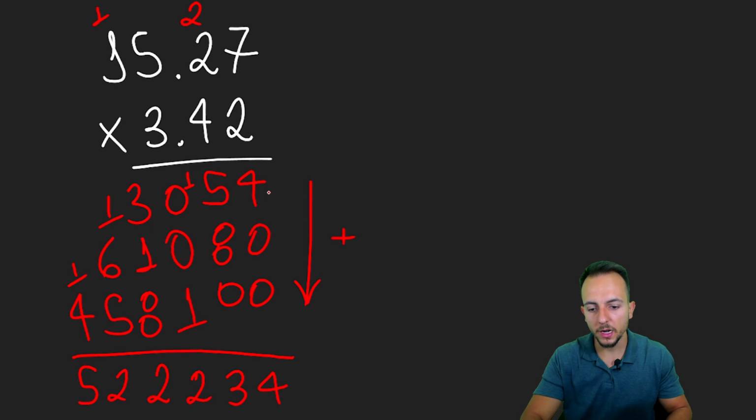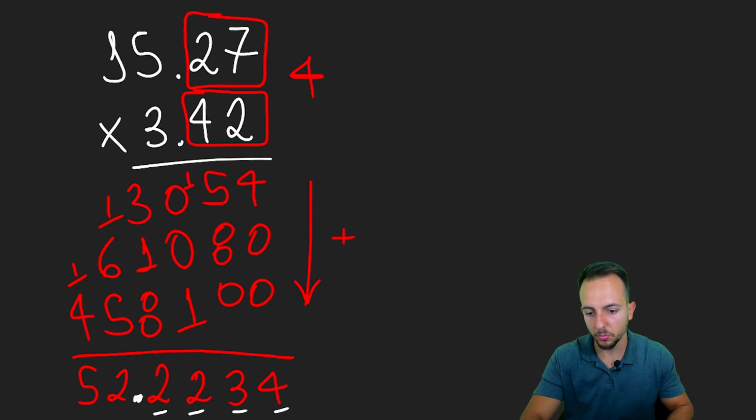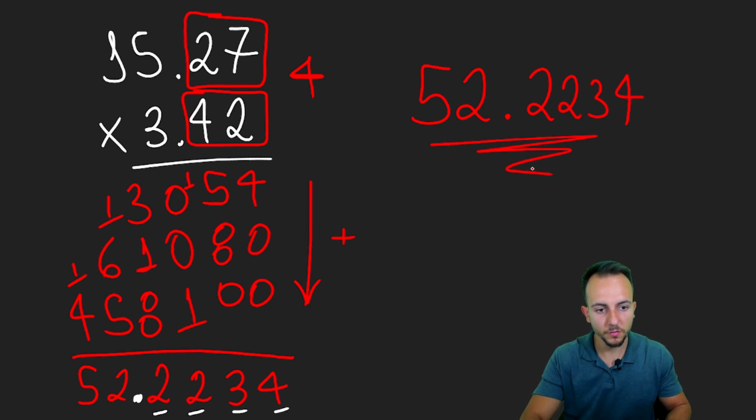Now we need to know, where should I place the decimal point? And as we have, let me get rid of those numbers, okay? As we have as the first number 2 decimal places, and in the number underneath we have 2 more, we have 4 in total decimal numbers. So this is why I also should have 4 decimal numbers as the result. 1, 2, 3, 4. So I want to place the point just right here, after 4 numbers, from the rightmost to the left. So the answer is going to be 52.2234. This is our final result.